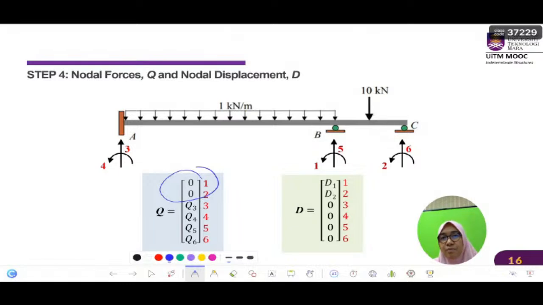The rest, positions 3, 4, 5, 6, we remain as symbols, because those are the second output, the reactions at the support that we are going to determine later on. For displacement, D1 and D2 we label as symbols, because D1 and D2 are the first output that we are going to determine by solving the stiffness equation. D3 until D6 are the displacements at the supports, and since at a support there is no displacement, we label them as 0.